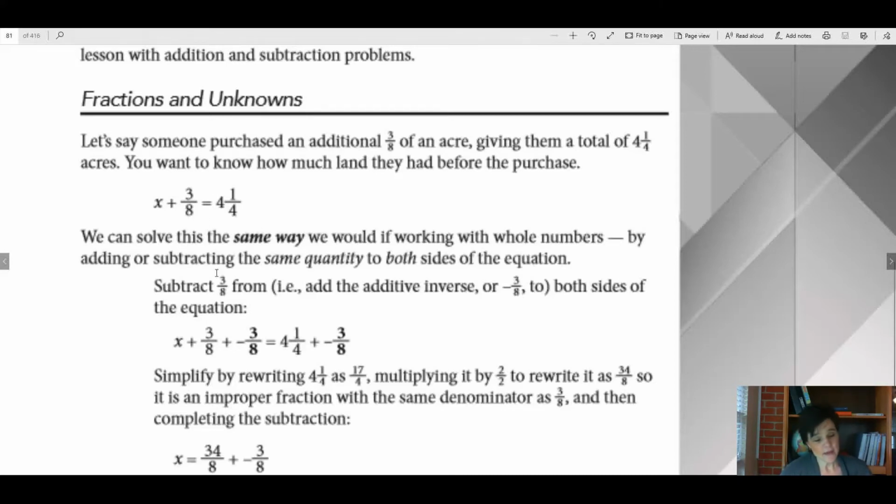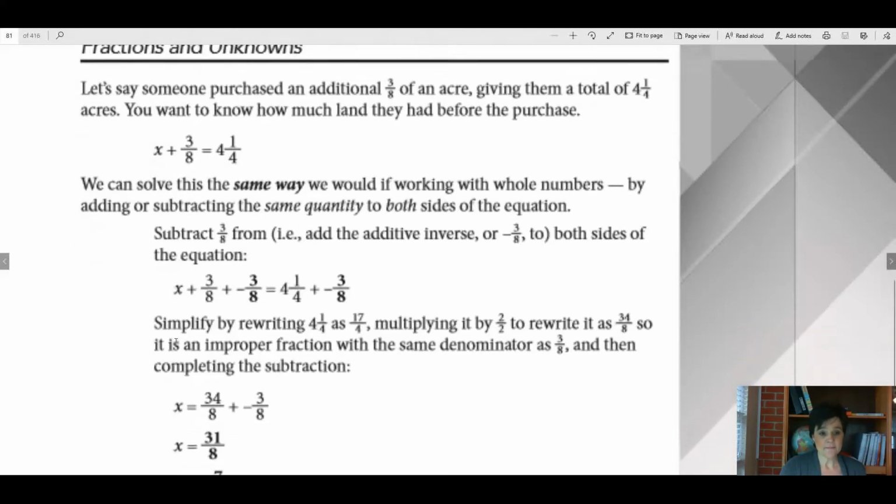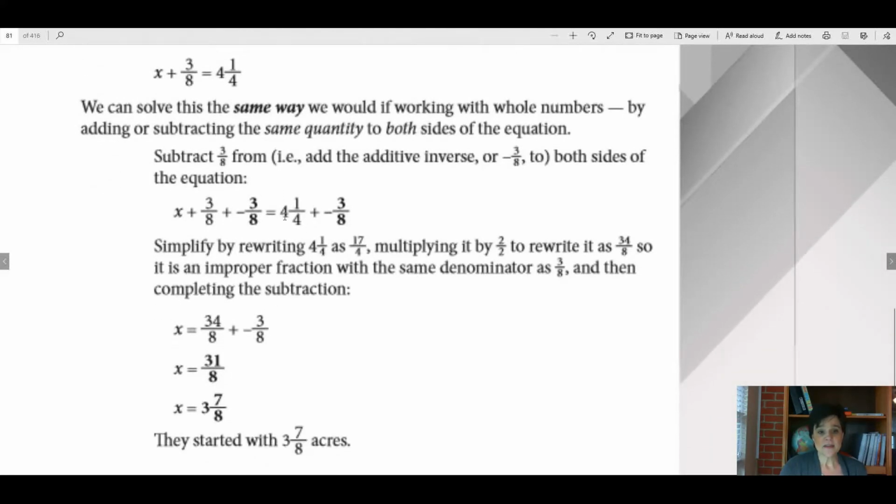So you solve it the exact same way you would if you were working with whole numbers. So what we're going to do here is we would want to subtract, do the additive inverse and subtract 3/8 from both sides. So that would cancel these out and leave us with X on this side. We would change this to 17 over 4. Remember, 4 times 4 would be 16 plus 1 is 17 over 4. Okay, but you got to have common denominators. So we would use 8, and so that would make our numerator 34.